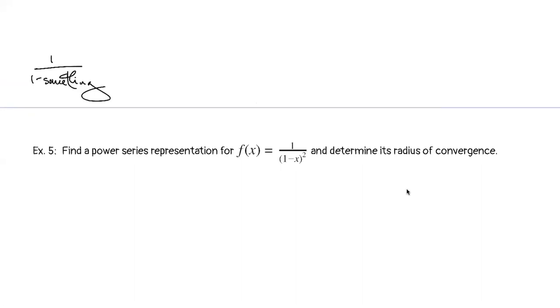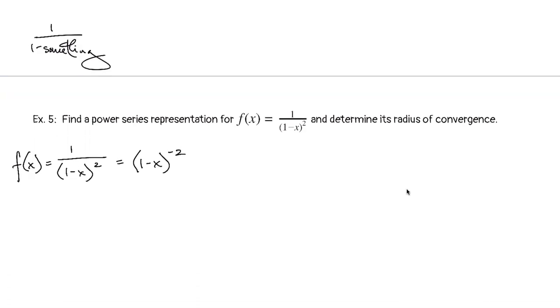So we've got our f of x equals 1 over (1 minus x) squared, right? That's the function that we were given. Now, we can rewrite this as (1 minus x) to the negative 2 power, okay? And one of the more common derivatives that we've seen, and that I hope your Calc 1 teacher spent a lot of time with you on, is the negative power derivative, okay?